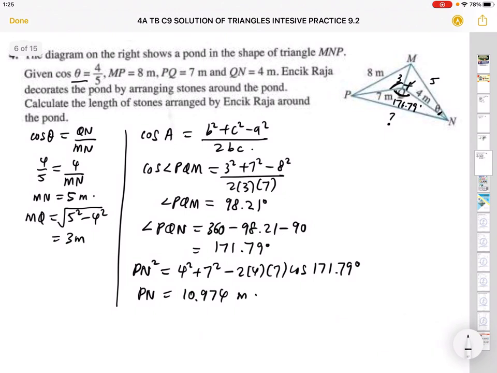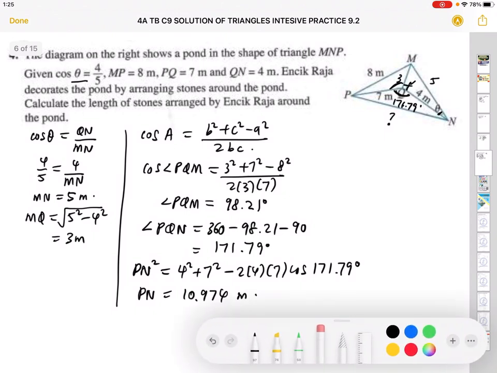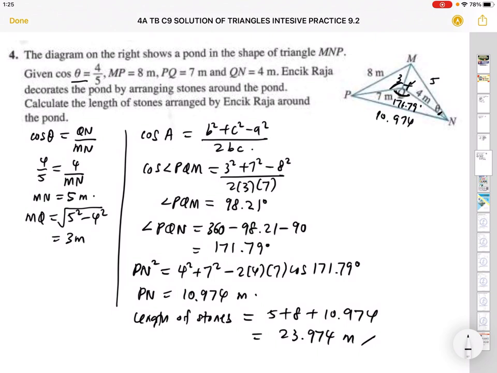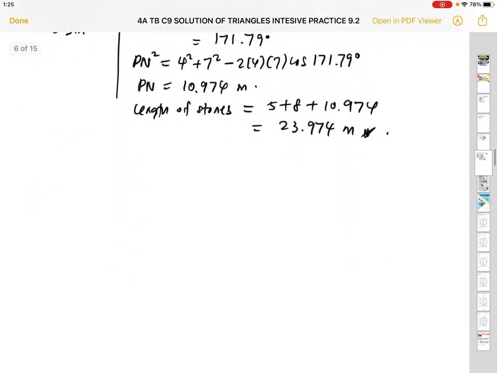So I've got the length of all 3 sides, right? This is 10.974. So to find the length of stones required, all the stones required will be 5 plus 8 plus 10.974, and this will be 23.974 meter. All right. Okay, that's about it.